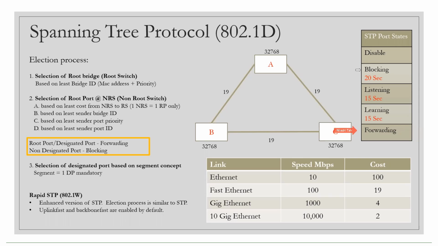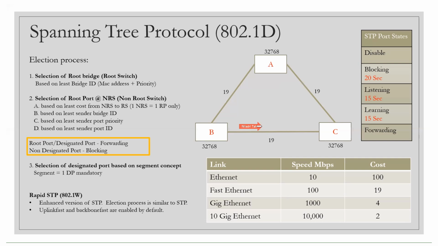Now let's say your port is in blocking. Then how long will it take for the port to come up from blocking to the forwarding status? 20 plus 15 plus 15, right? Which is 50 seconds, which means if this link goes down, then your redundant link will take 50 seconds to come up, from blocking to forwarding port.